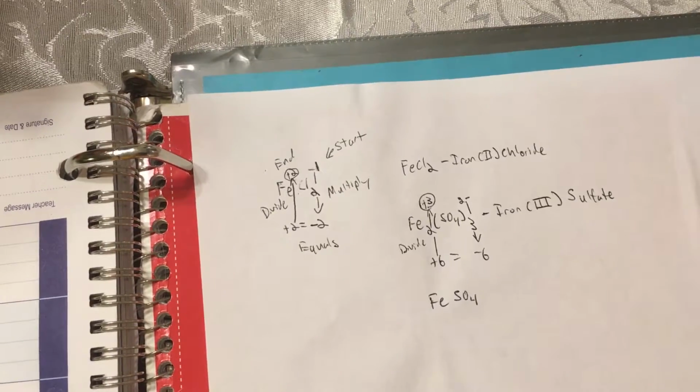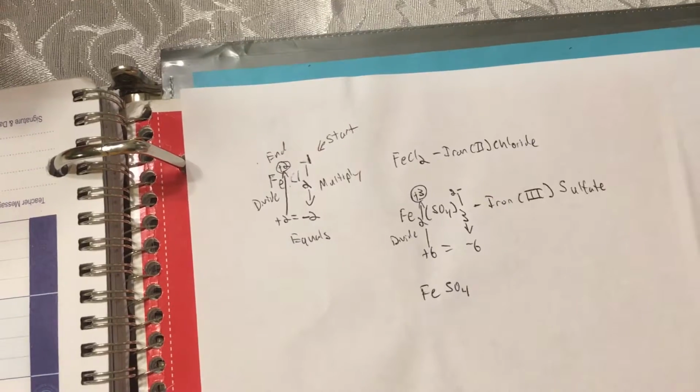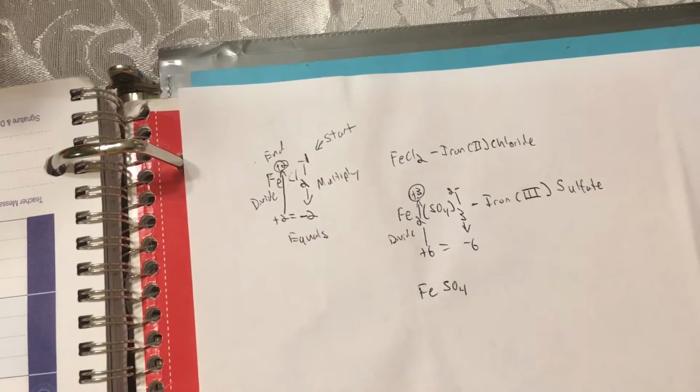So that is doing the square method with transition metals in order to figure out what the total amount of positive charge is. I hope that helps.